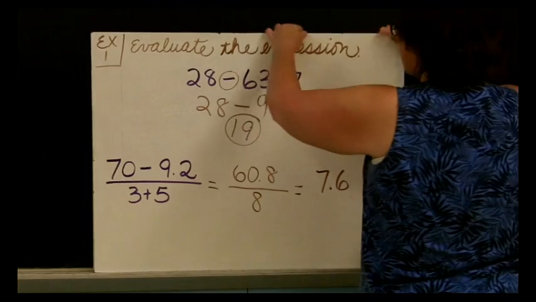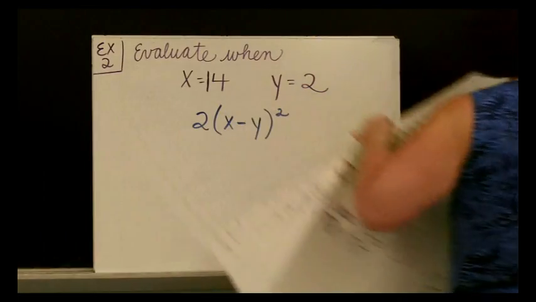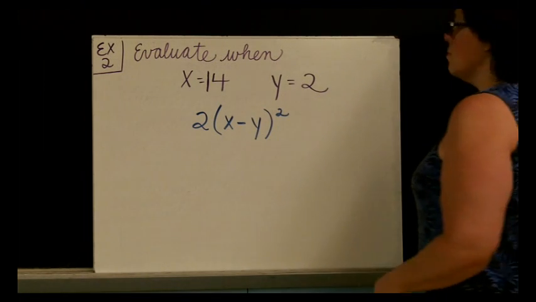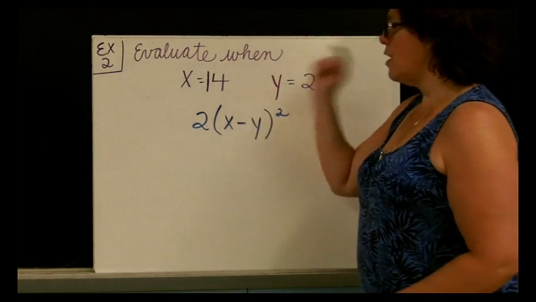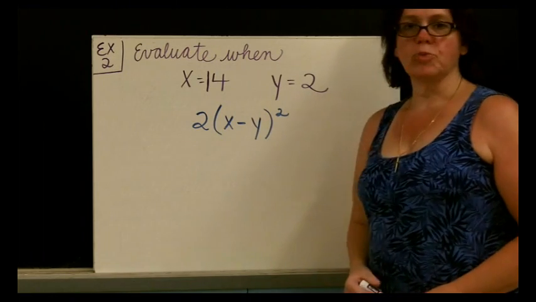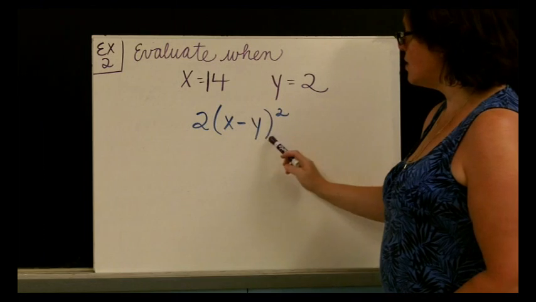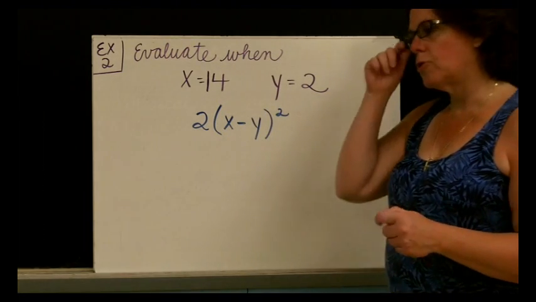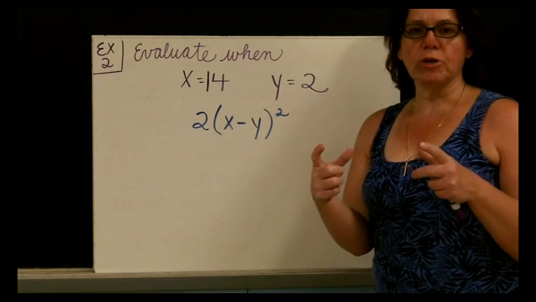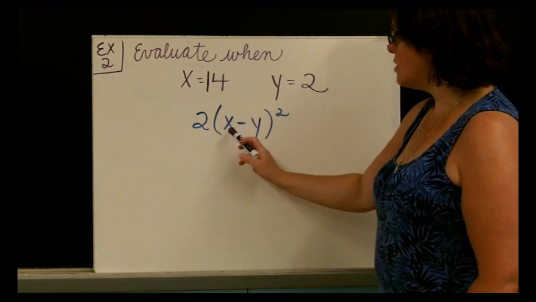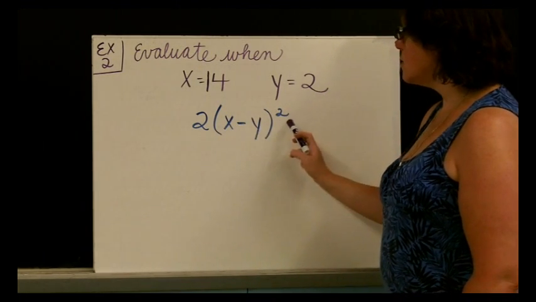Let's look at the second example. Sometimes we're given the value of variables in an expression and then we have to substitute. 2 times the quantity, that's how we refer to any set or any expression that is within parentheses. 2 times the quantity x minus y squared.